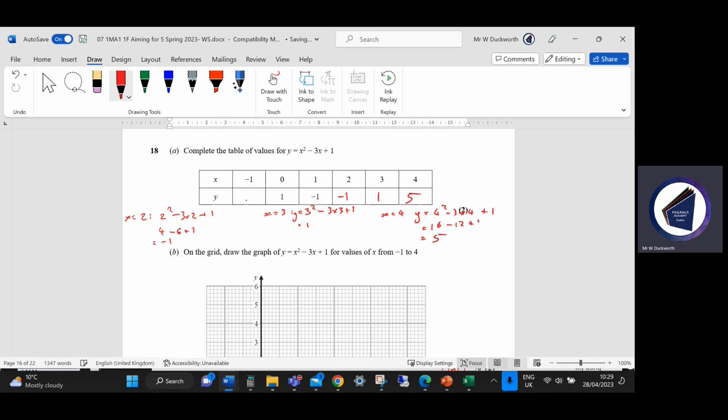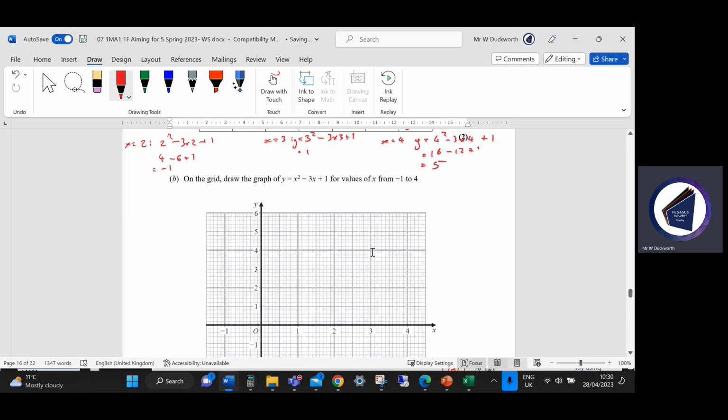And then hopefully that one will be 5 as well. We'll do it up here. When x is equal to minus 1, y would be equal to minus 1 squared minus 3 times minus 1 plus 1, which is going to give me 1 plus 3 plus 1. So that would give me 5. There we go. Right. Draw this on a grid.